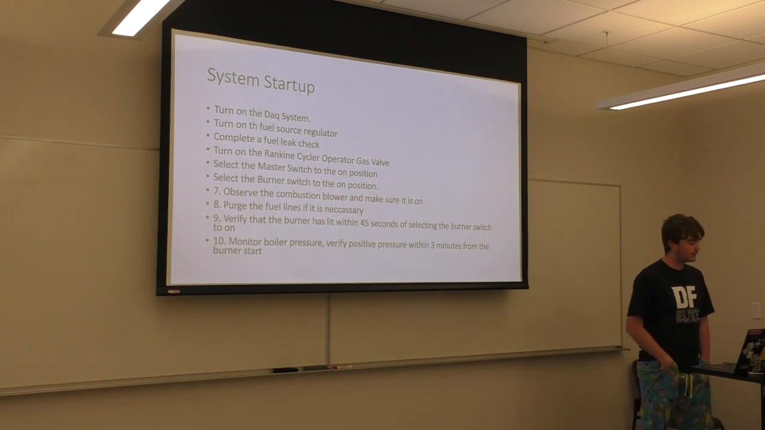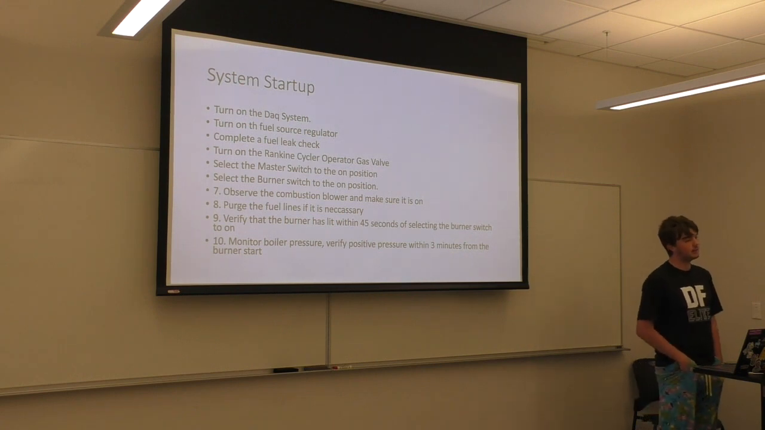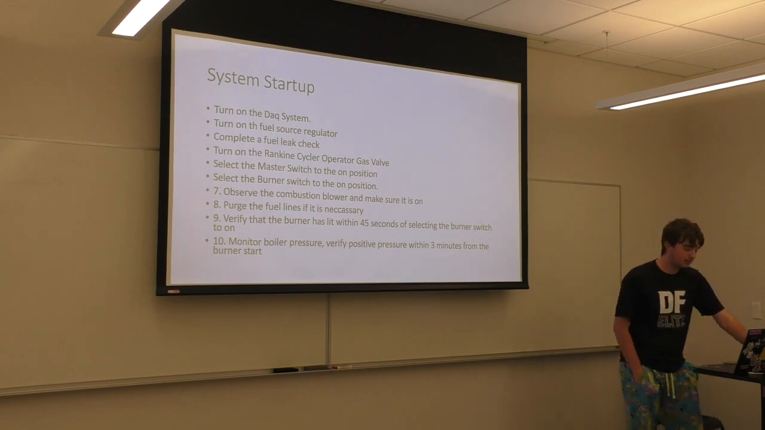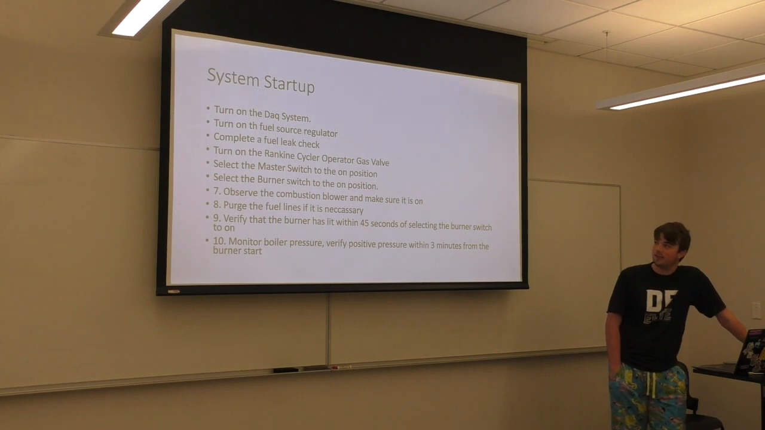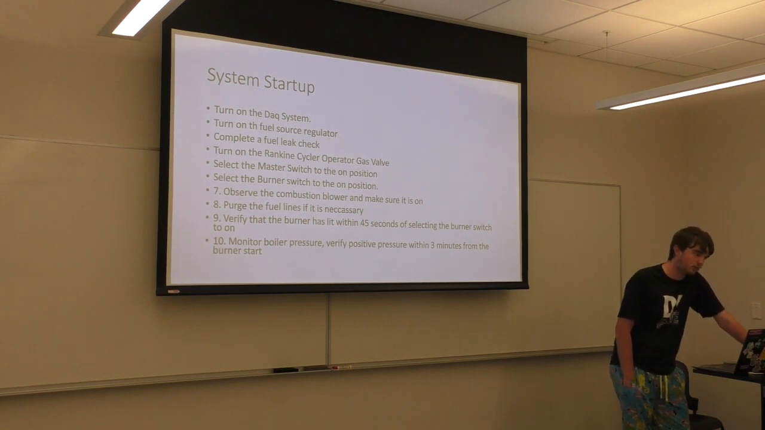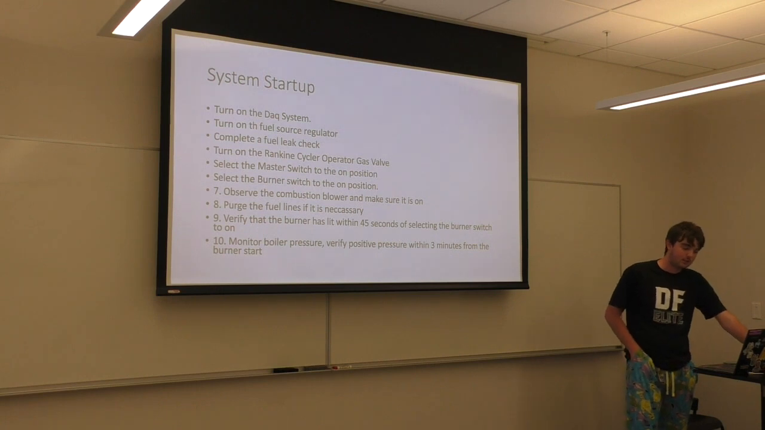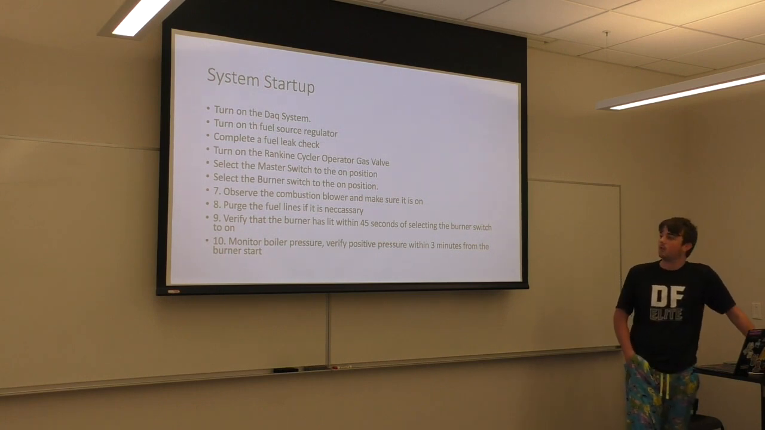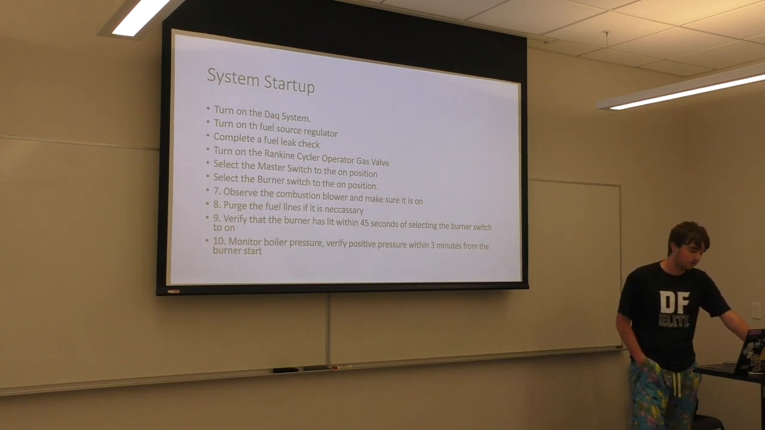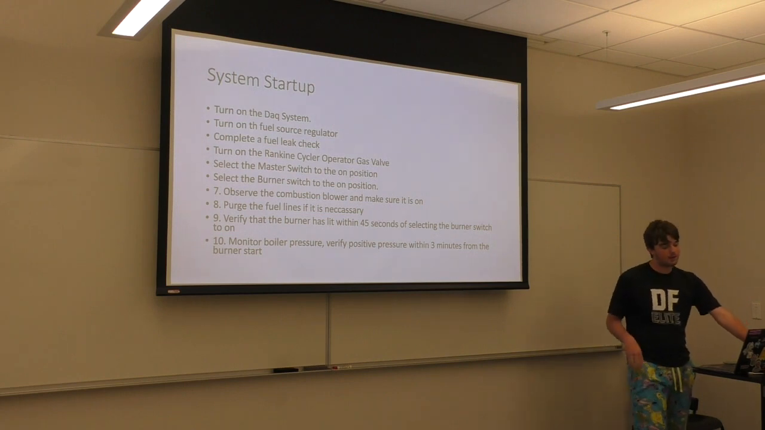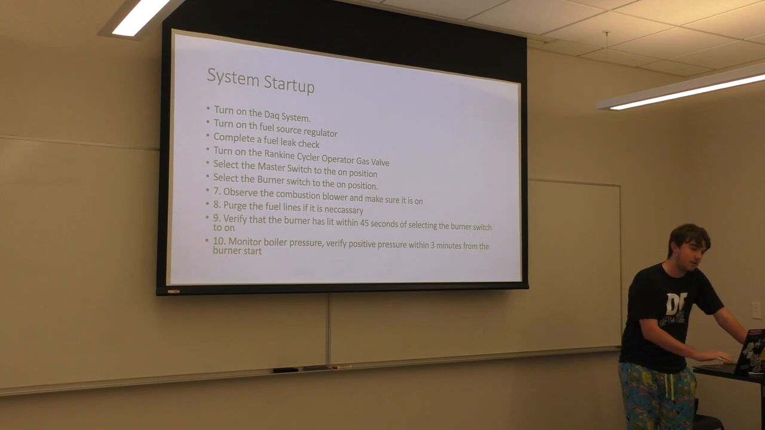So you turn on the DAC, turn on the fuel source, complete a fuel leak check, and then turn on the Rankine cycler operator gas valve. Then select the master switch to the on position, and select the burner switch to on. After that, you observe the combustion blower, and then purge the fuel lines if necessary. Then make sure the burner stays lit after 45 seconds. Then monitor boiler pressure and verify positive pressure within 3 minutes.